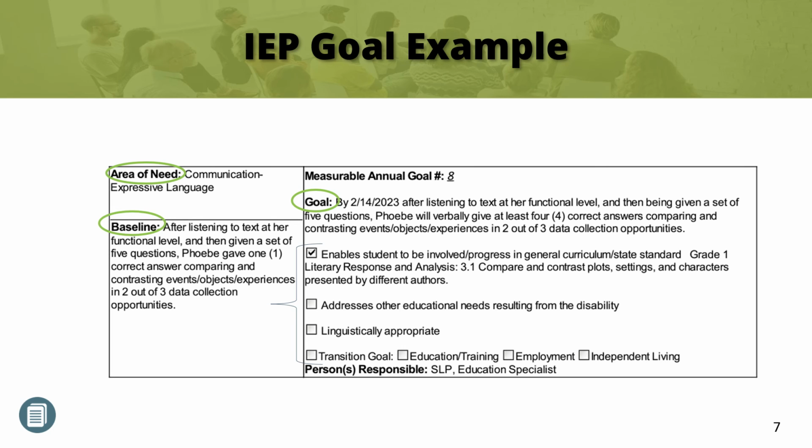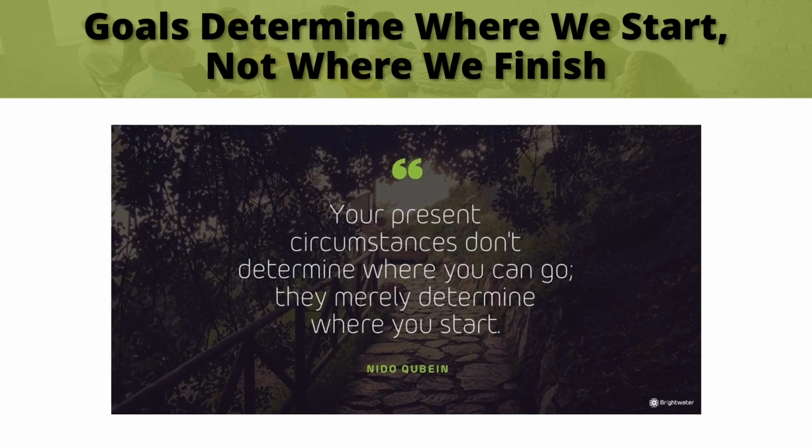The boxes under the goal identify if the goal is related to a standard, and the actual goal should be listed. They also identify if the goal is to support the student in addressing other educational needs, and if the goal is linguistically appropriate, which is used only for students whose primary language is not English. The last box identifies if the goal is a transition goal. The last line identifies who is ultimately responsible for supporting the student in the identified area of need. No matter where a student is starting from, with our support and guidance, progress can always be made.